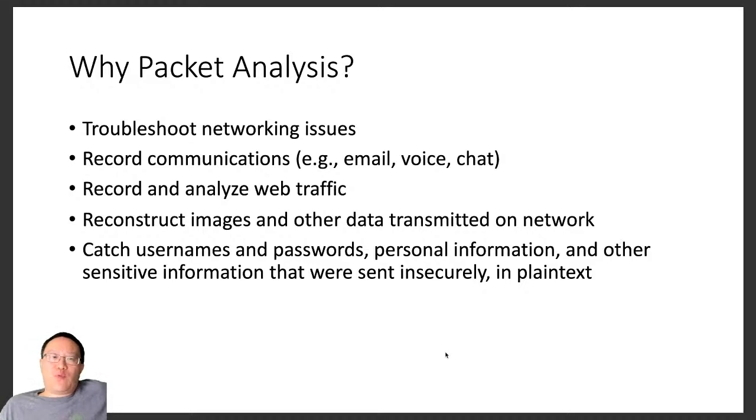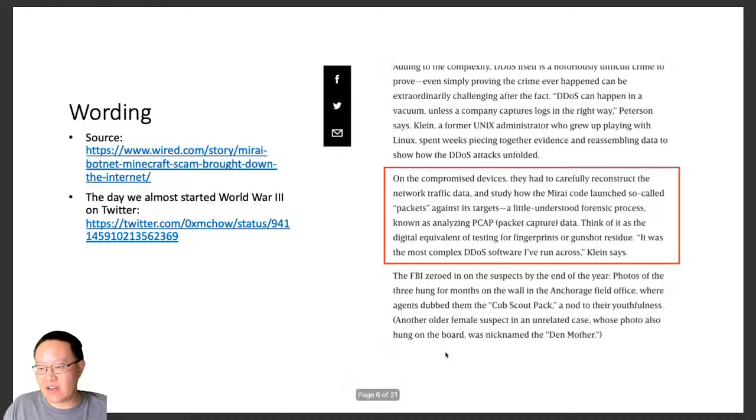The goods, for example, are troubleshooting network issues. Oh, you can't connect to the Call of Duty server. You can also record communications such as email, voice, and chat. You can actually reconstruct images and other media files if you have a copy of all the network packet traffic, and of course catch usernames, passwords, and other sensitive information that was sent over a network insecurely, unencrypted. We're actually going to do those last two things today as part of our hands-on activity.